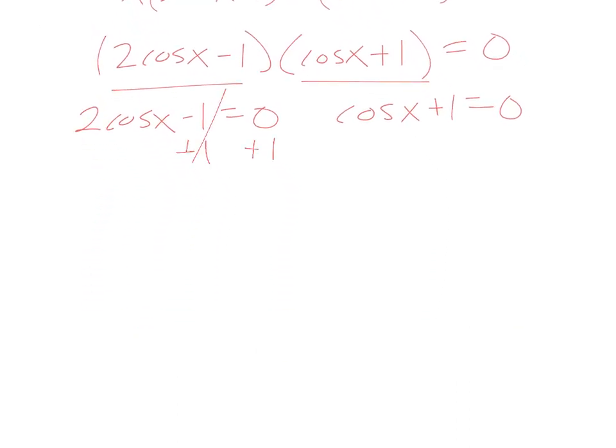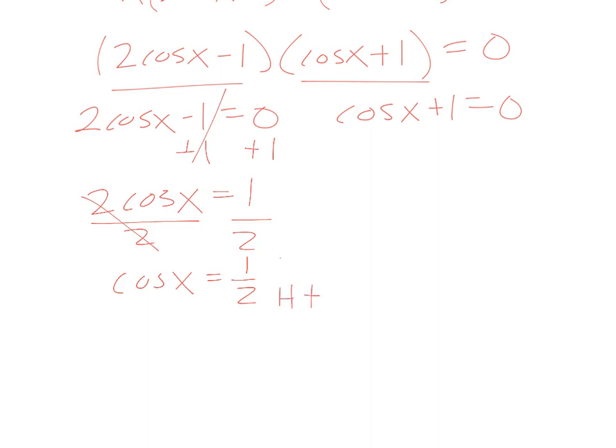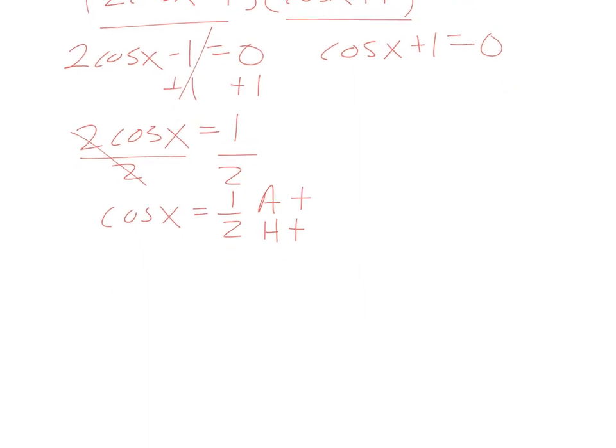Just add 1 here. I get 2 cosine x equals 1, divided by 2. Cosine x equals 1/2. Okay, now here I have hypotenuse, which is always positive, adjacent, which is positive. So that means, if adjacent is positive, I'm in quadrants 1 and 4. Alright, so here's 1, that's 2, and then this is going to be square root of 3. And that will be 60 degrees there.